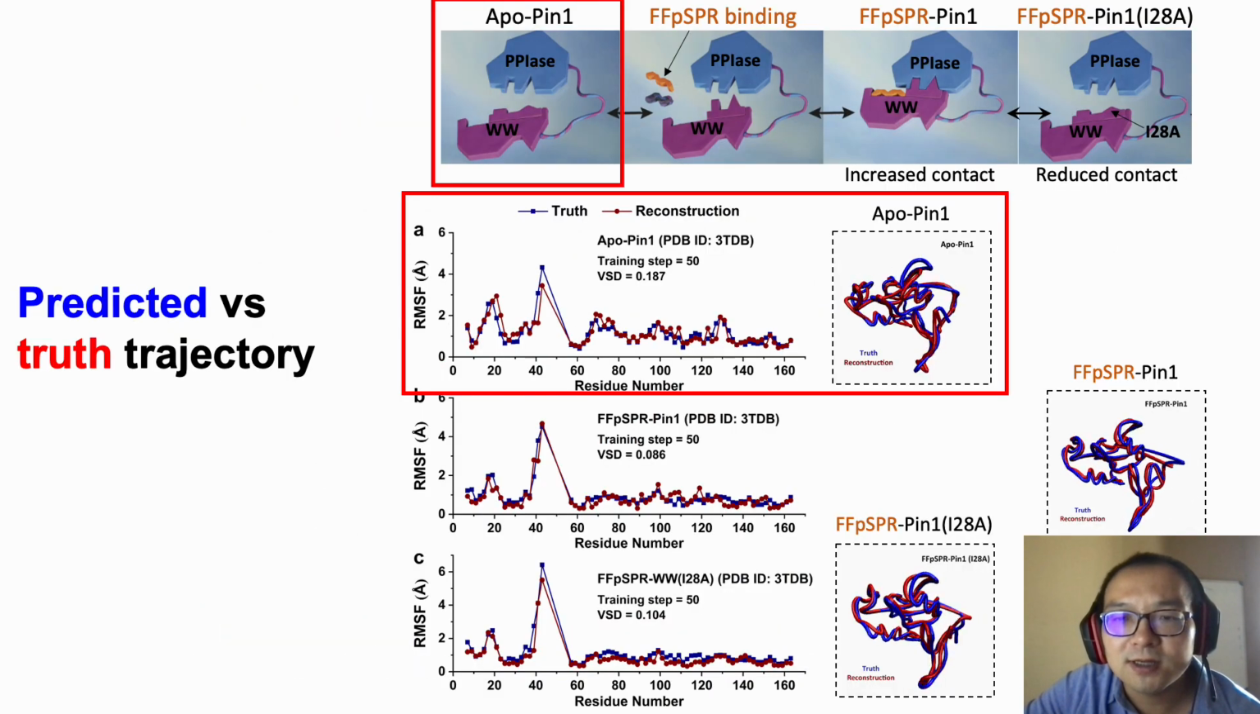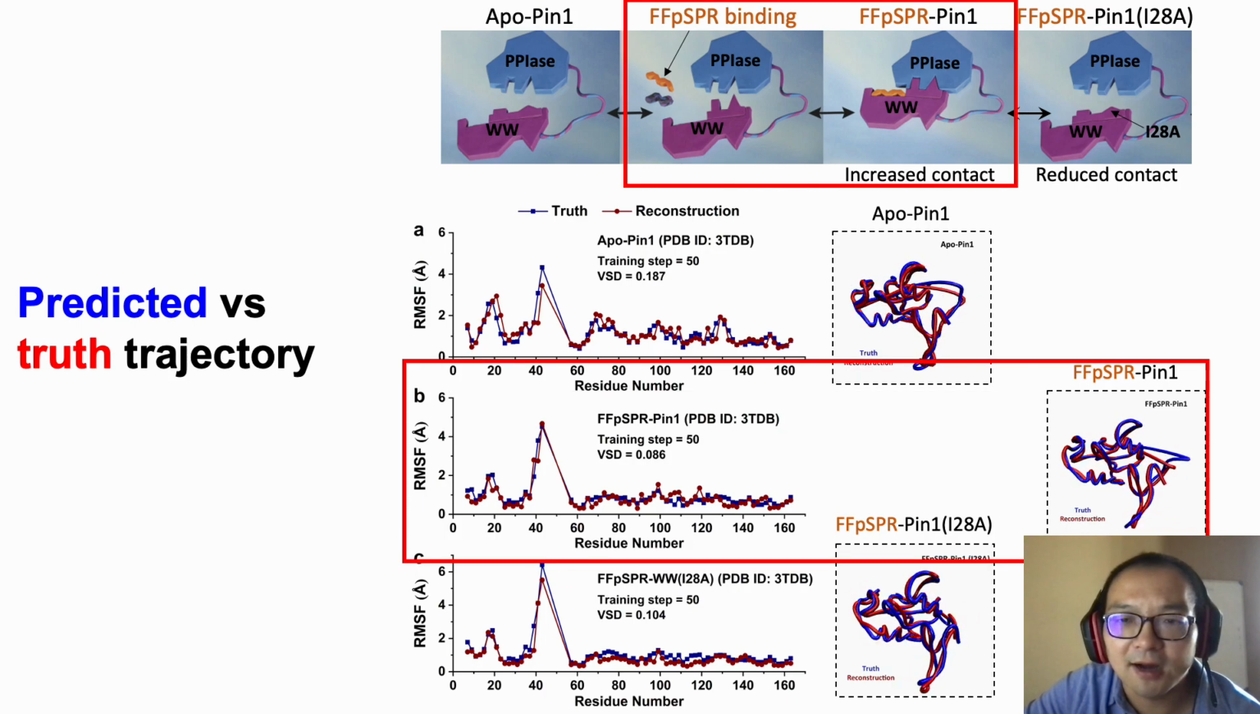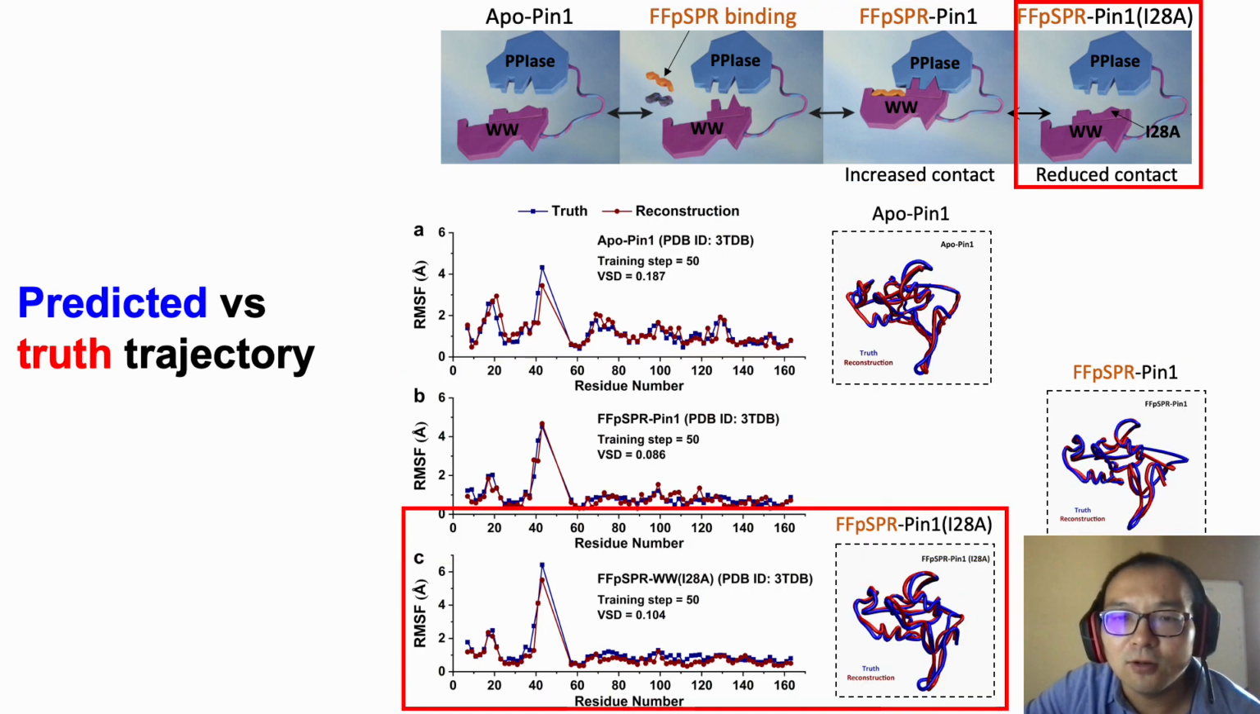In the analysis, we systematically explore 3 scenarios of the system. We run molecular dynamics simulations on each of the scenarios. We can see the WW domain and the PPIase domain do not interact together in the first scenario. In the second scenario, with the ligand binding, these 2 domains interact together. In the third scenario, with the point mutation, isoleucine mutated to alanine at the 28th residue, these 2 domains do not interact.